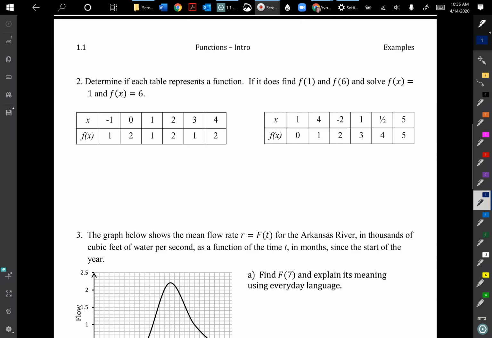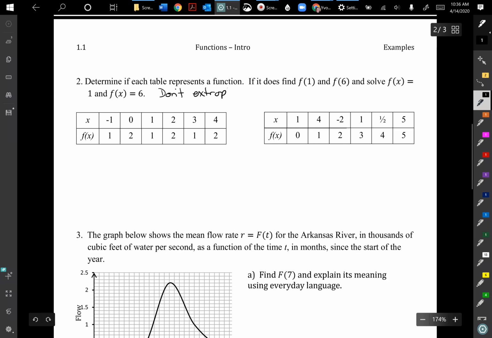If it does, find f of 1 and f of 6 and solve f of x equals 1 and f of x equals 6. So one thing I want you to know is for this particular problem and one similar to this, don't extrapolate.